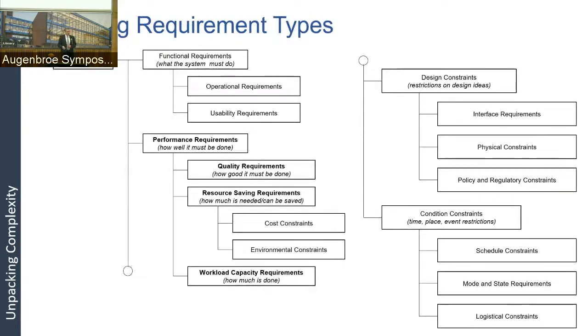I think from my own contributions, I looked at requirements and what buildings need to do, and there's a lot more to uncover on that. What I always like to highlight is that we have the functions that the building needs to do, which is just describing what it is that the building needs to do, the requirements. And then the performance is always the question of how good the building does it. Yeah, and the how good can be split into three things: quality, resource saving, and workload capacity.